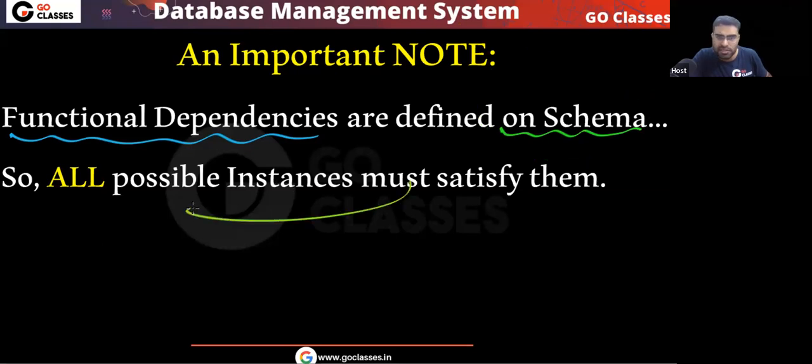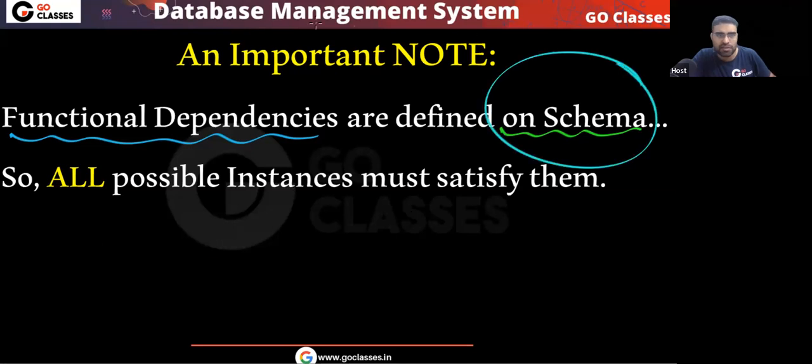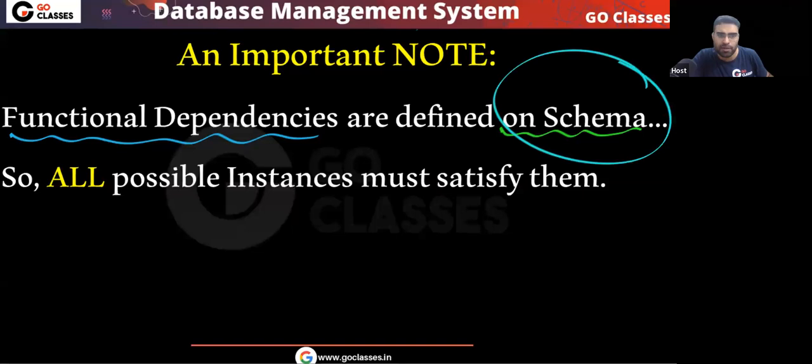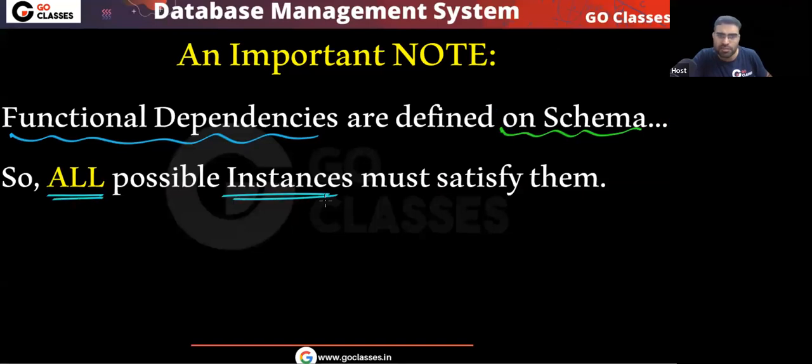So all the instances must satisfy them. When you define a functional dependency on the schema, every instance must satisfy it. Is this clear? Please tell me.